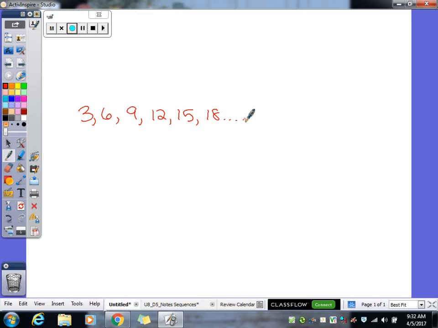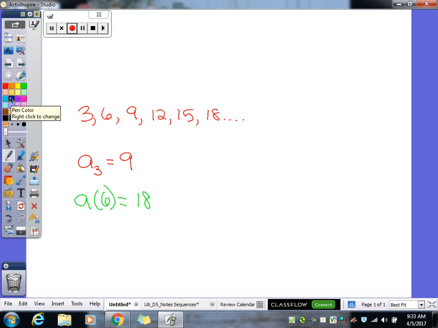Let's say I ask you, what is our third term? What is our a sub 3? Caitlin? 9. 9 would be our third term. First, second, there's our third term. What if I asked for a of 6? 18. That would be our sixth term because it's the sixth number in the list.